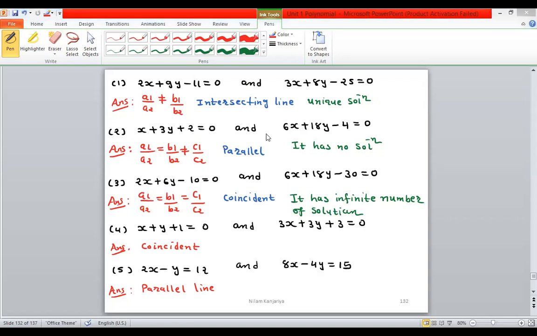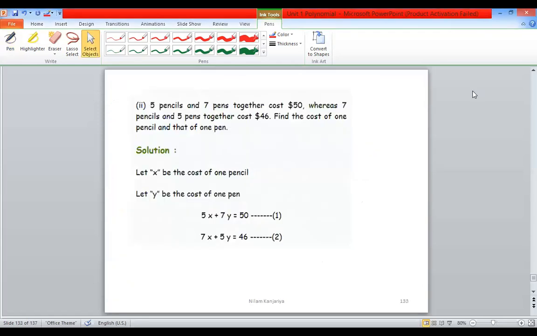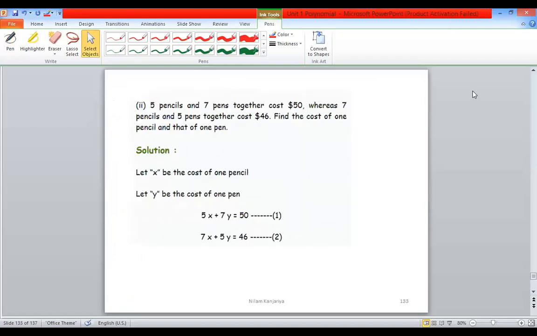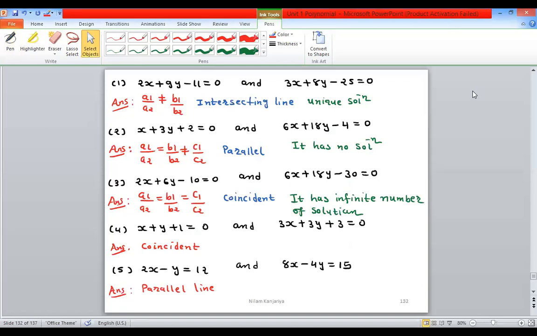So I hope you cleared today's topic. Today we are checking when you get one solution, when you get infinite solutions, and when we have no solution. So you must remember these three conditions and always remember them. Today I'm stopping here because it is enough for today. This is a very important topic.